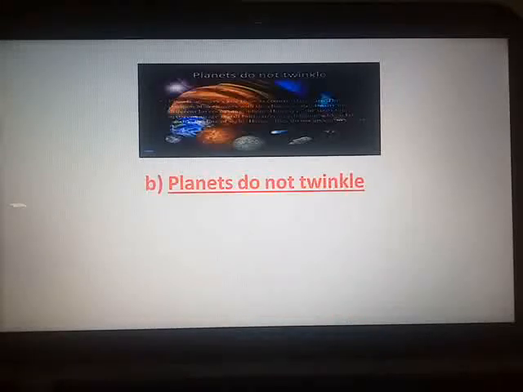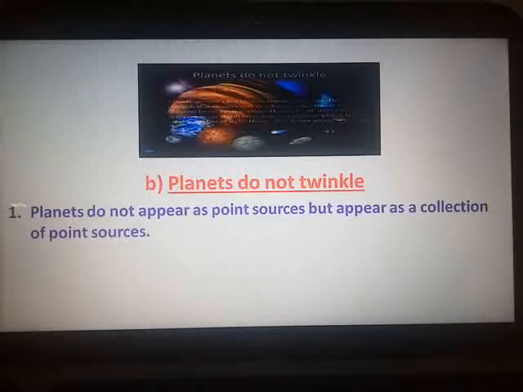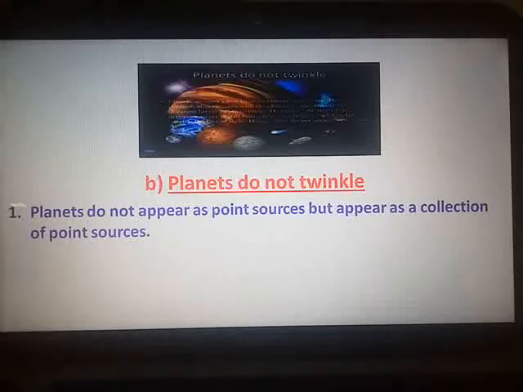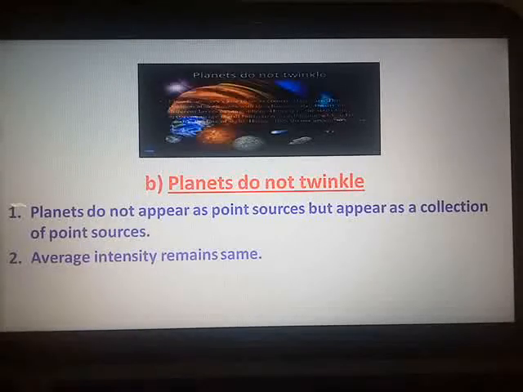light. When we spoke about the stars, I told you that the stars are point sources of light as they are very far away, but planets as compared to stars are nearer to the earth, and hence they do not appear as point sources but appear as a collection of point sources. So if the intensity of light from one point source decreases, it increases from the other source, keeping the average intensity the same, and hence planets do not twinkle.